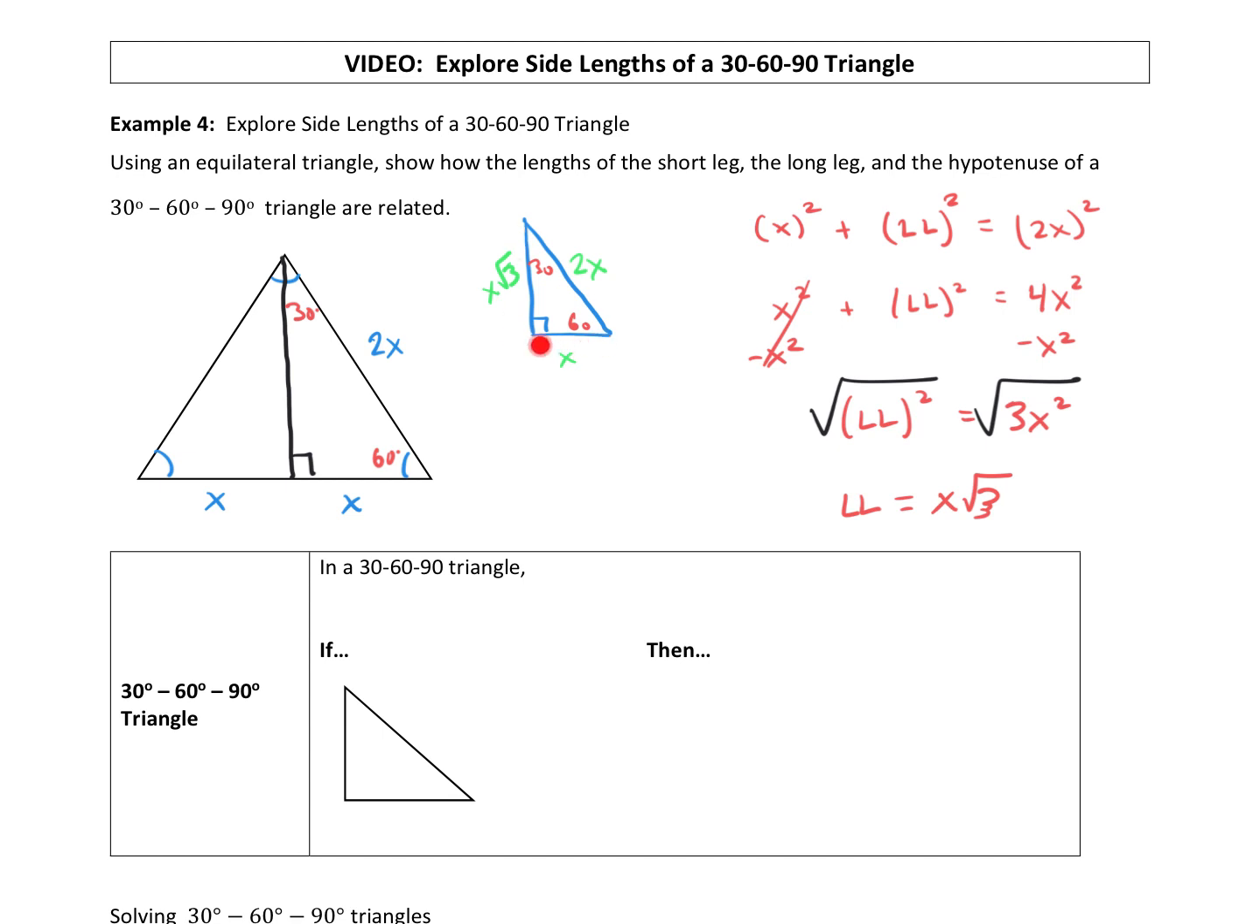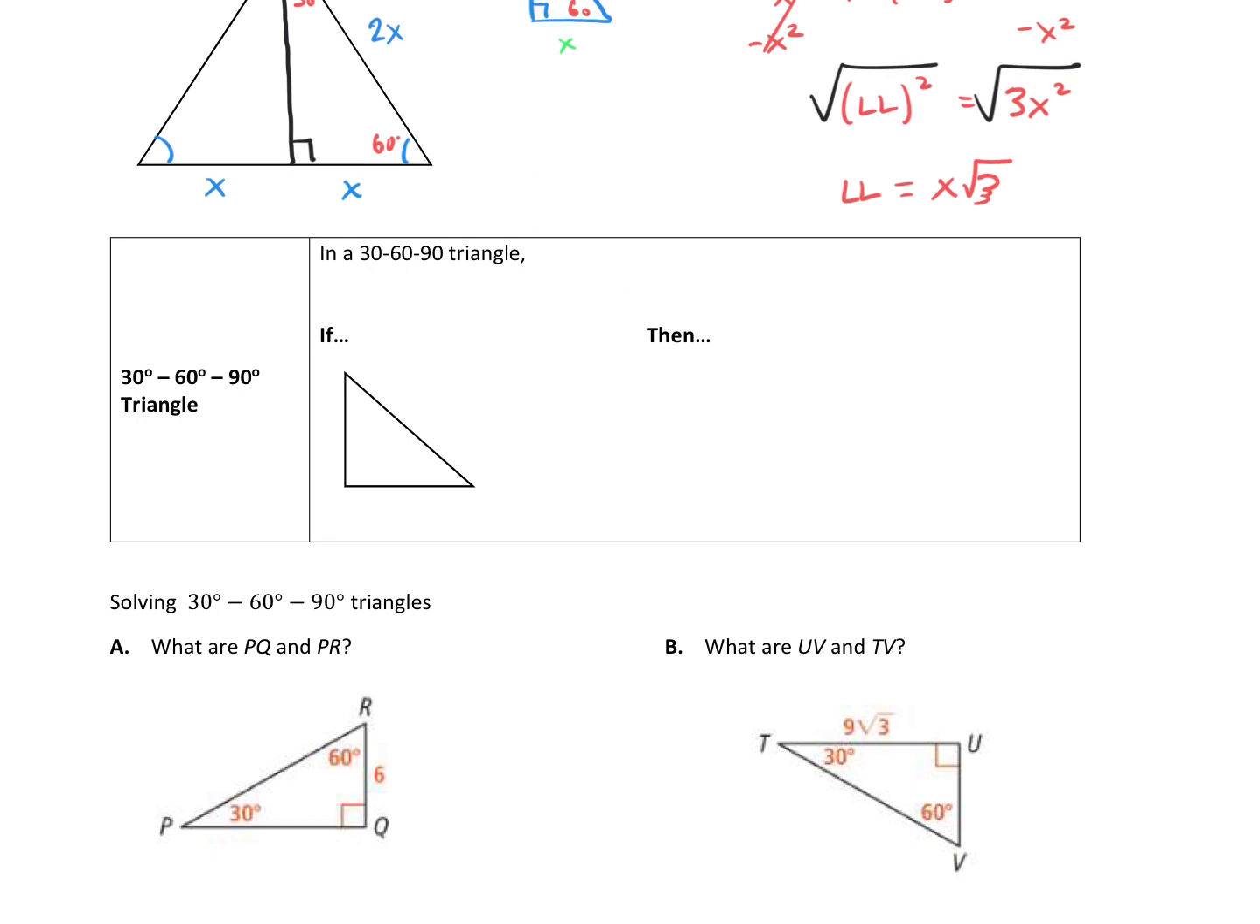So your short leg is x, the long leg is x root 3, and the hypotenuse is 2 times x, 2 times the short leg. The hypotenuse is 2 times the short leg, and the long leg is square root of 3 times the short leg. That's how they're all related. All right, so let's put that in a definition.